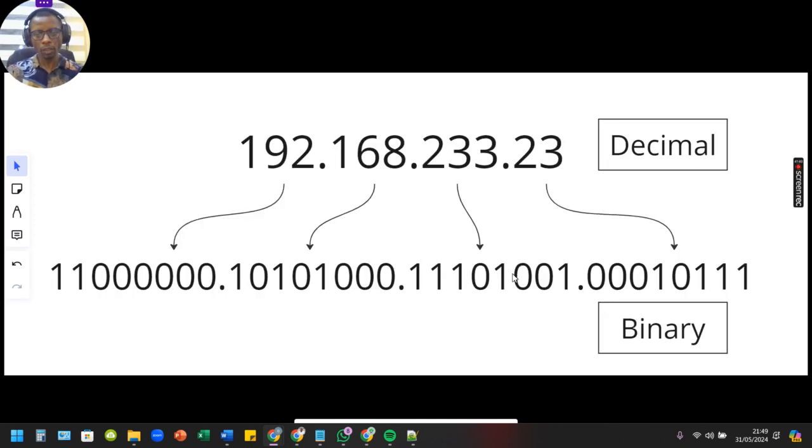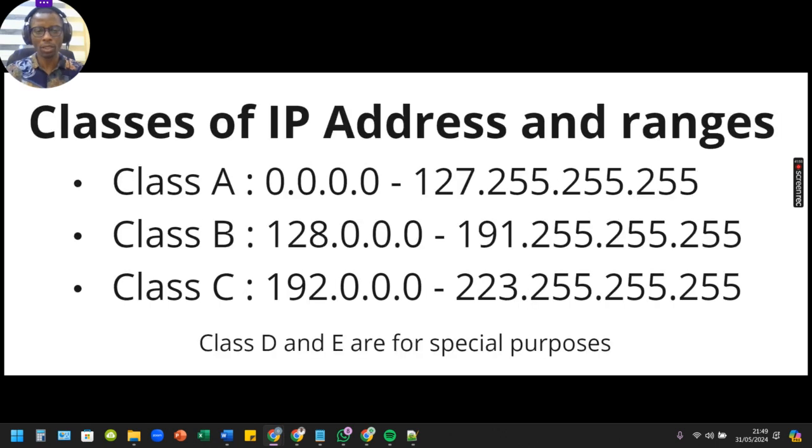So now this is exactly how it is. In decimal, you get 192.168.233.23, and in binary, this is what you get. This is how different we see things from the way the computer sees things. Now, for IP version 4, we have different classes: class A, class B, and class C. We also have class D and E, but we're not going to be touching them because they are for special purposes, which is outside the range of what we're going to be discussing today.